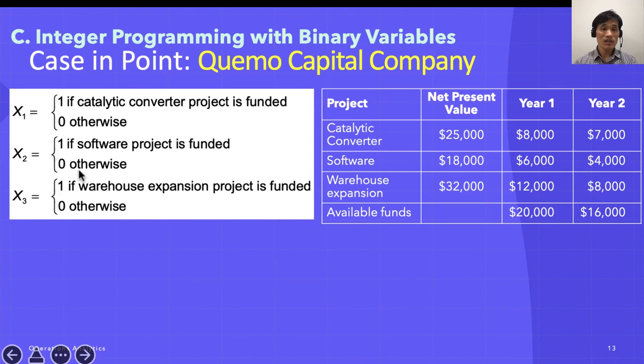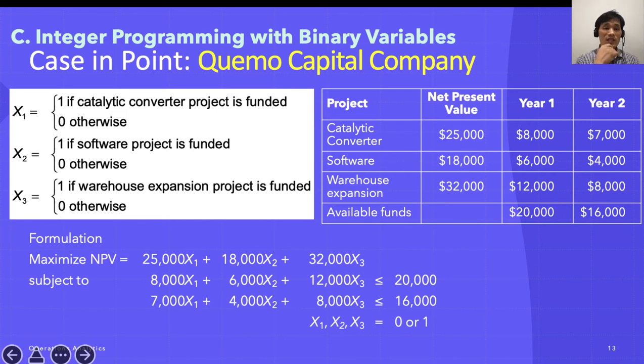First, let's say x1. x1 is when we invest in the catalytic converter. If we do, it is 1, and if we don't use it, then it's 0. So that's a binary variable for x1. For x2, software. Are we going to buy and install this software or not? So that's 1 or 0. And warehouse expansion, to do it or not, that's 1 or 0.